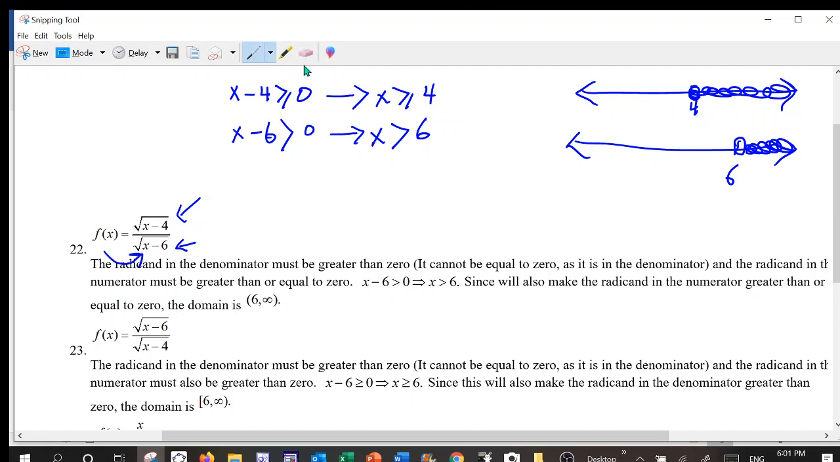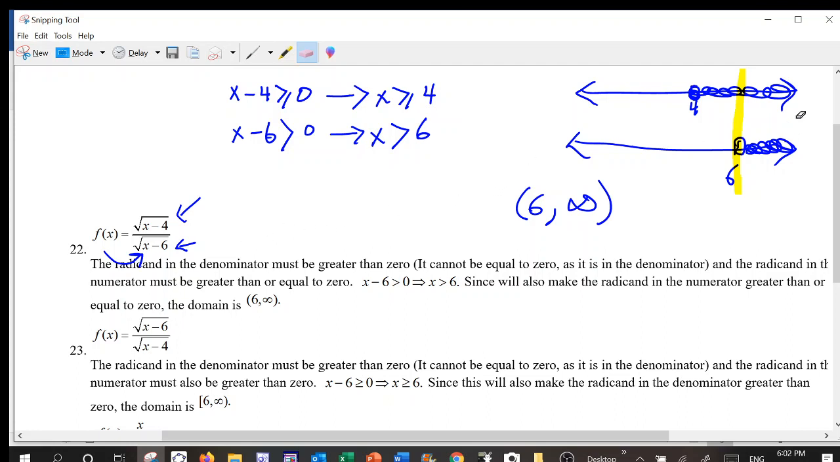So again, we have to figure out what these have in common, right? They have nothing in common here, so it's over here. They have this part in common, right there. So the answer is going to be what? Starting from 6, not including 6, and going to infinity. So that's the domain that works for number 22.